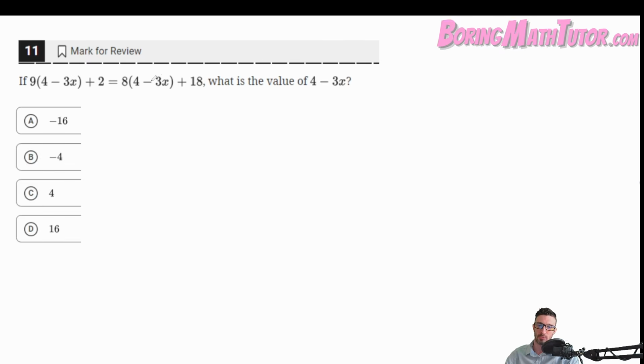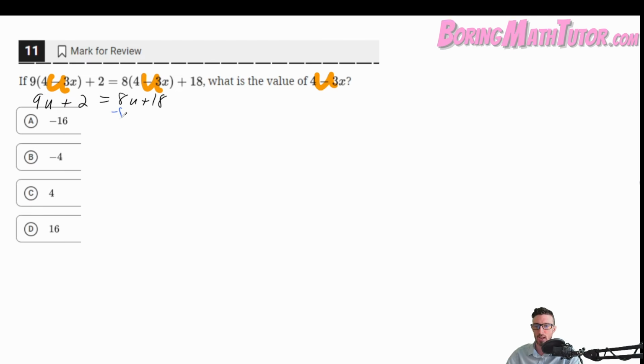Here we got 4 minus 3x, 4 minus 3x, and they're asking us about 4 minus 3x. I put a u over that because I like to think about this as if it was just 9u plus 2 equals 8u plus 18, and now I'm solving for u.